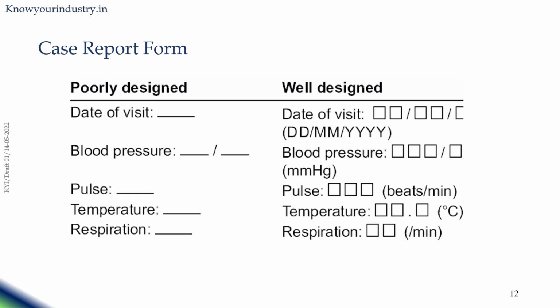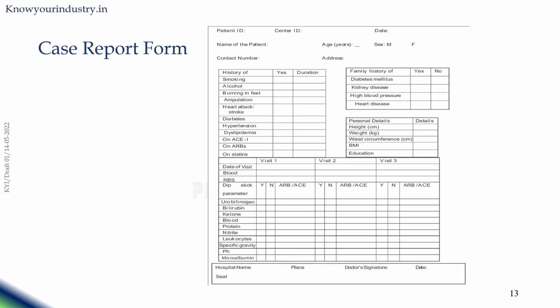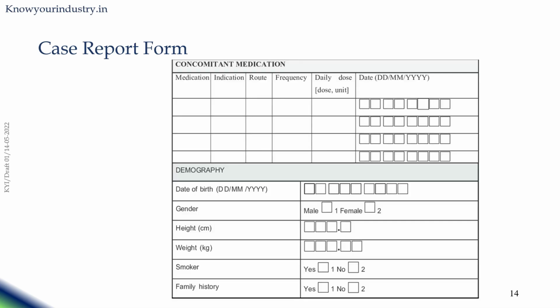The upcoming few slides show the format for the case report form, and how the data is recorded. This is another format of case report form, just to go through the details, what information is provided and how it is being recorded. This is a case report form where concomitant medication is recorded, and the demography of your subject, how it is recorded.